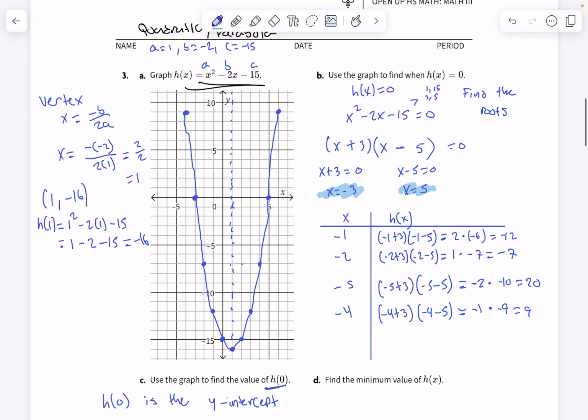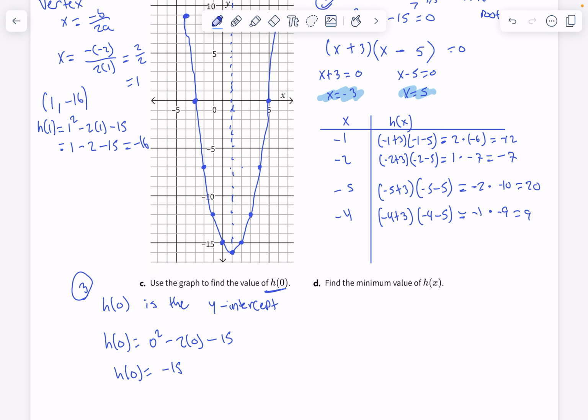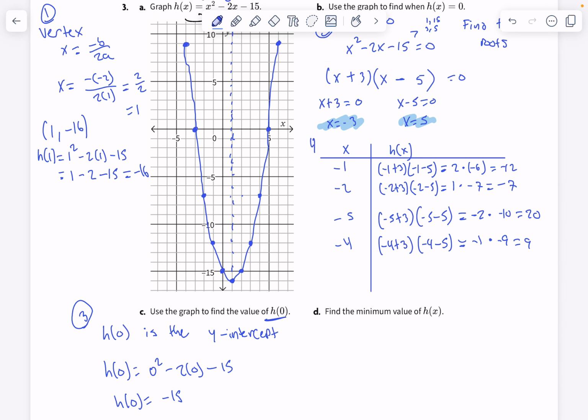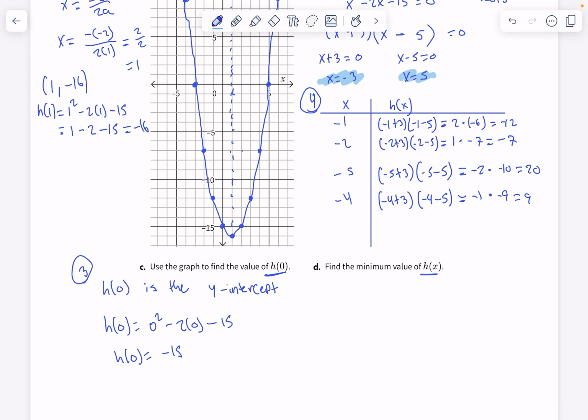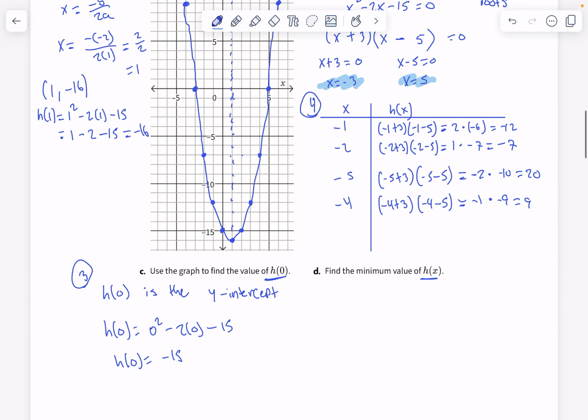And I think it's important to note that finding my vertex was step 1, right? Step 2 was find my solutions, my roots, because that's where it crosses the x-axis. Step 3 was find my y-intercept. Okay? And then I used step 4, I used more points. Okay? And then for D, find the minimum value of h of x. So for h of x, the minimum value is what? Negative 16. This is right here. This is the minimum. So it's when h of 1 is equal to negative 16.